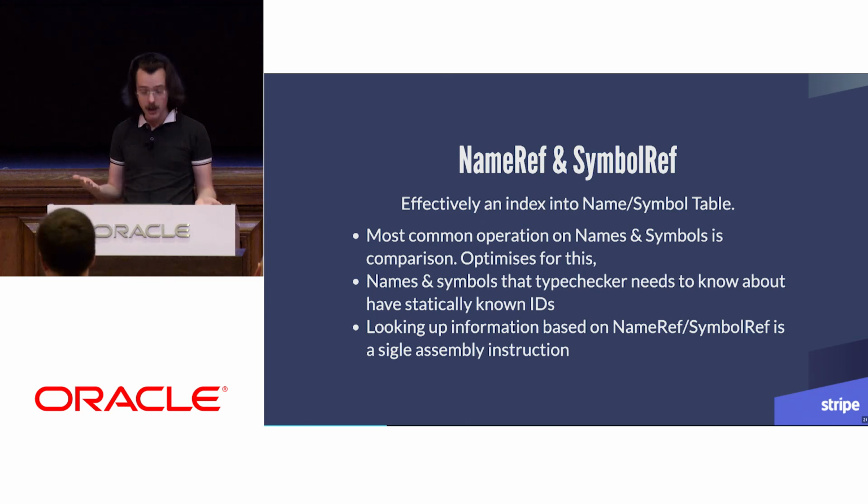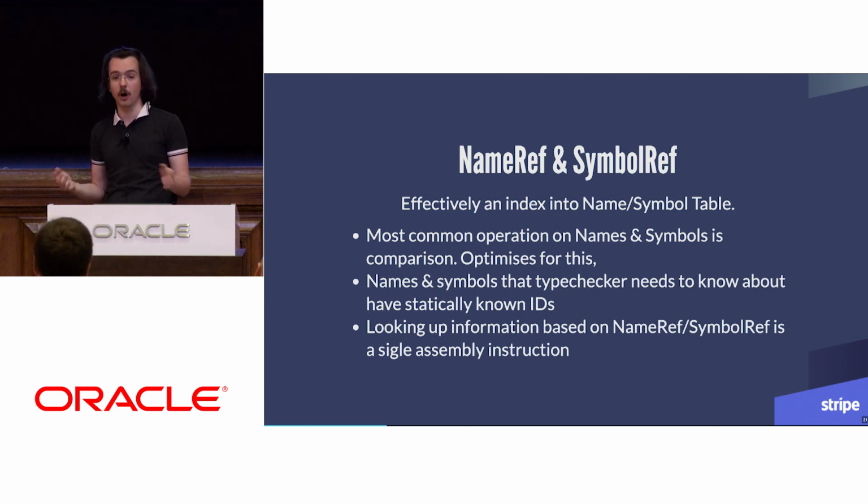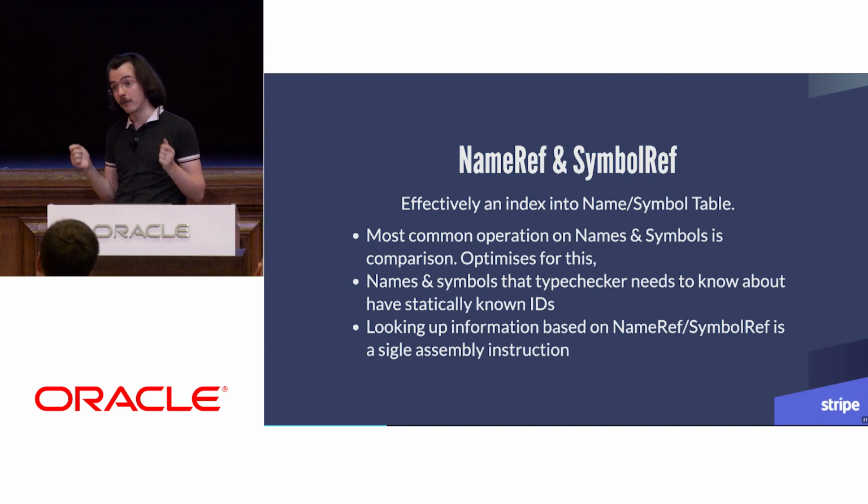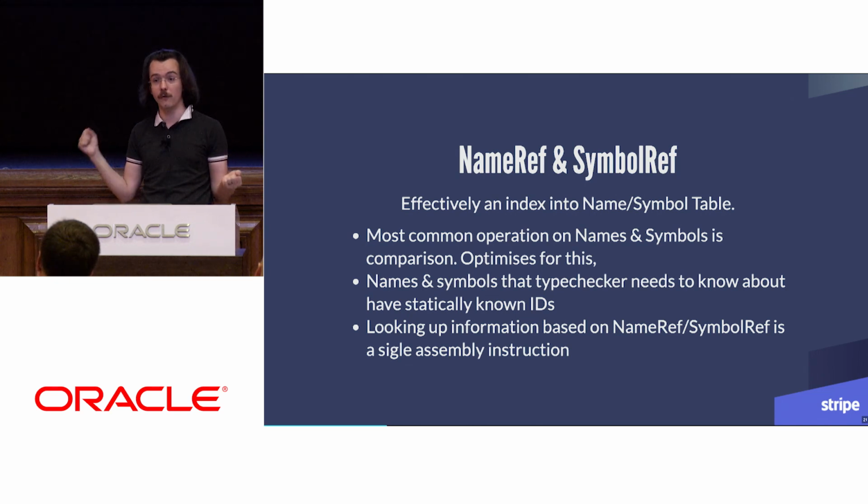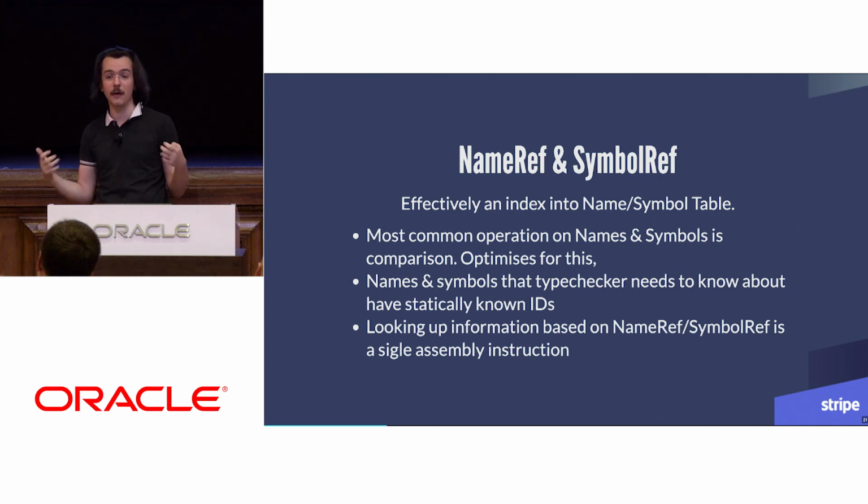Having name refs and symbol refs be just integers lets us optimize them into a single integer comparison. At the same time, the very common case is that you're comparing them not to something you don't know overall, but to something that you know up front. For example, you can compare it to static init or some other well-known name.